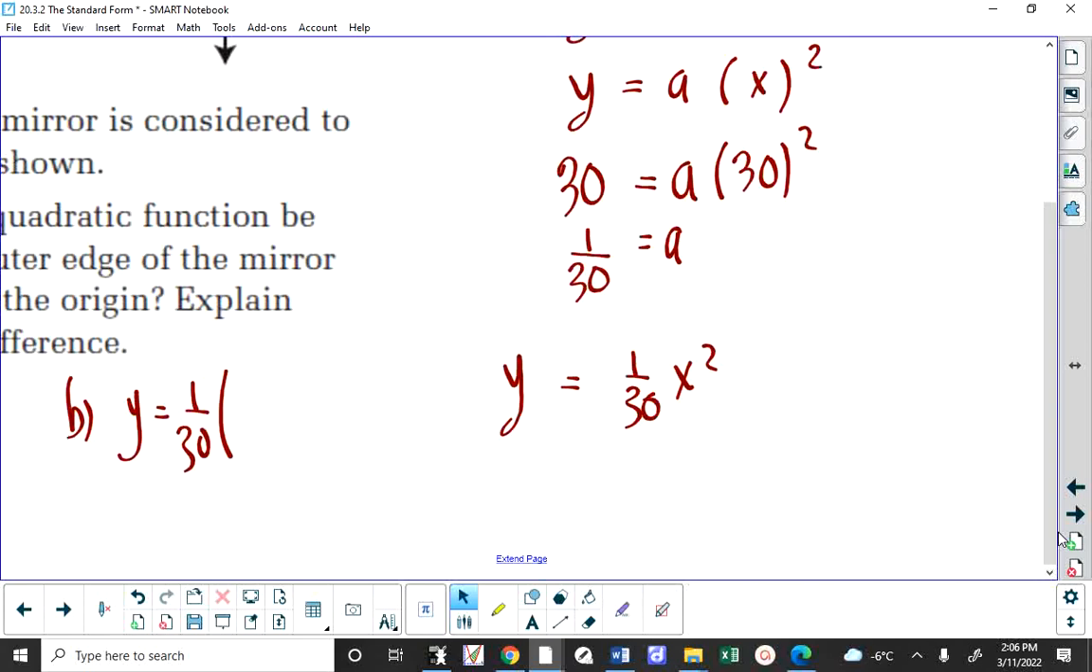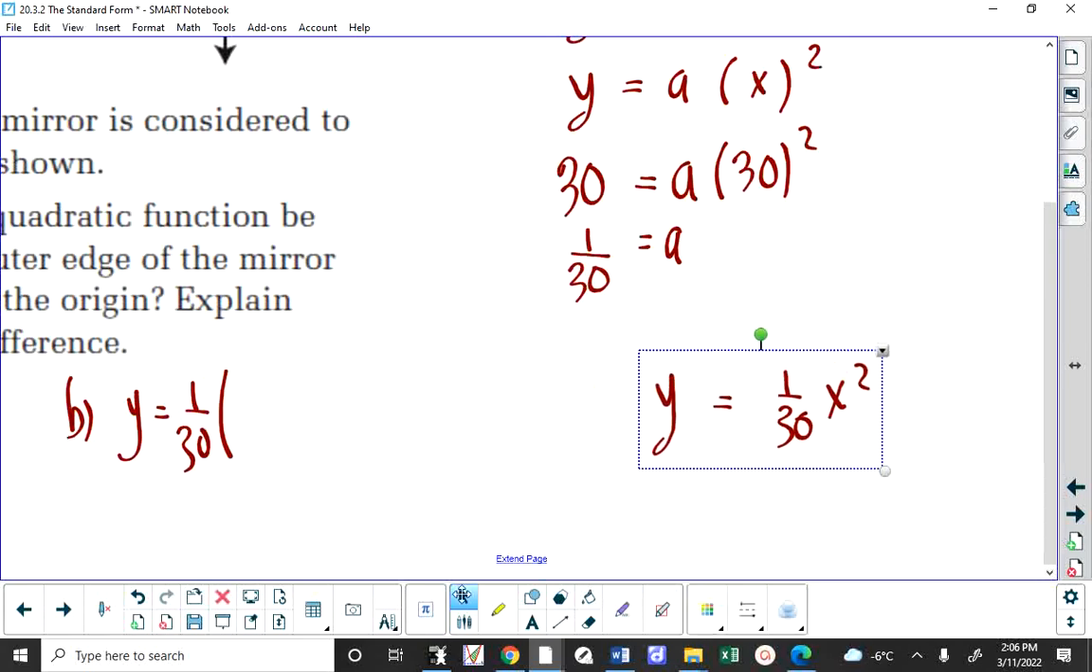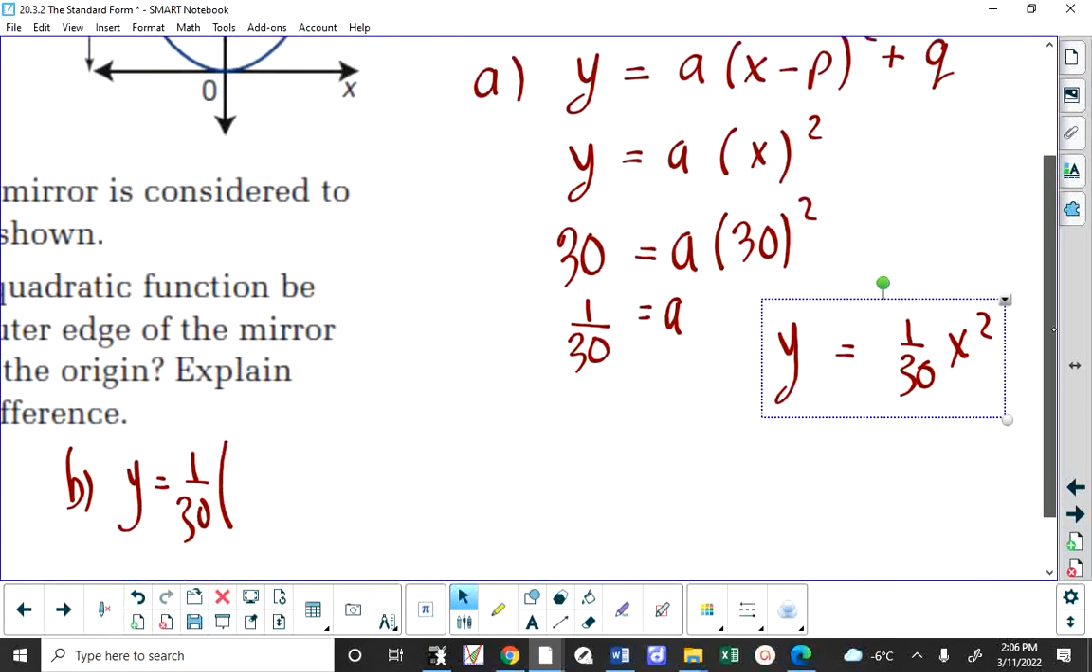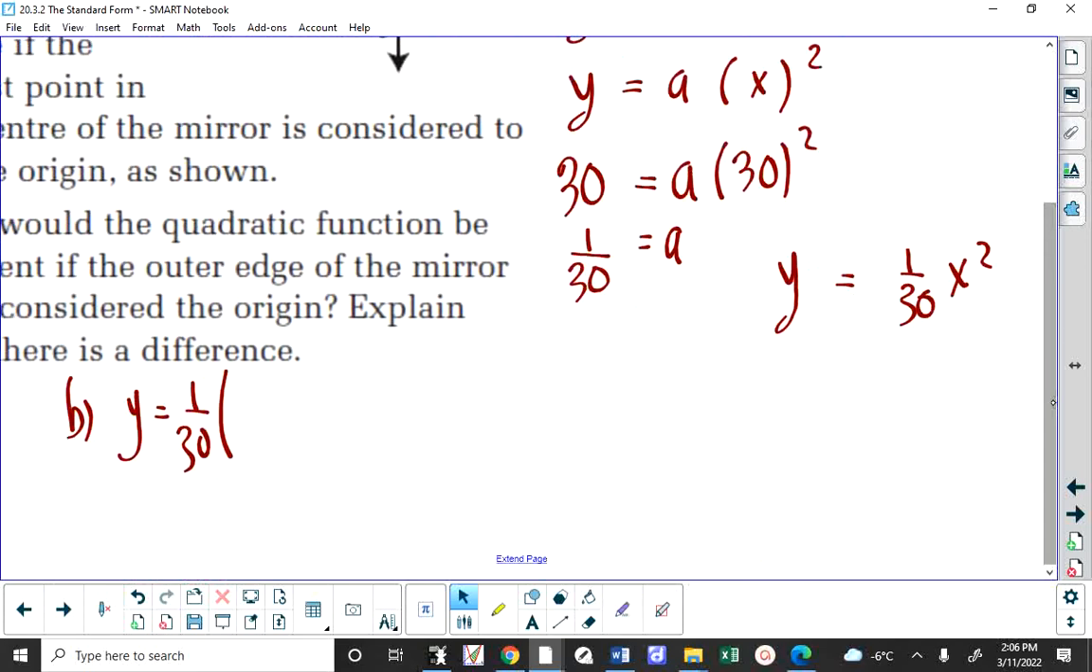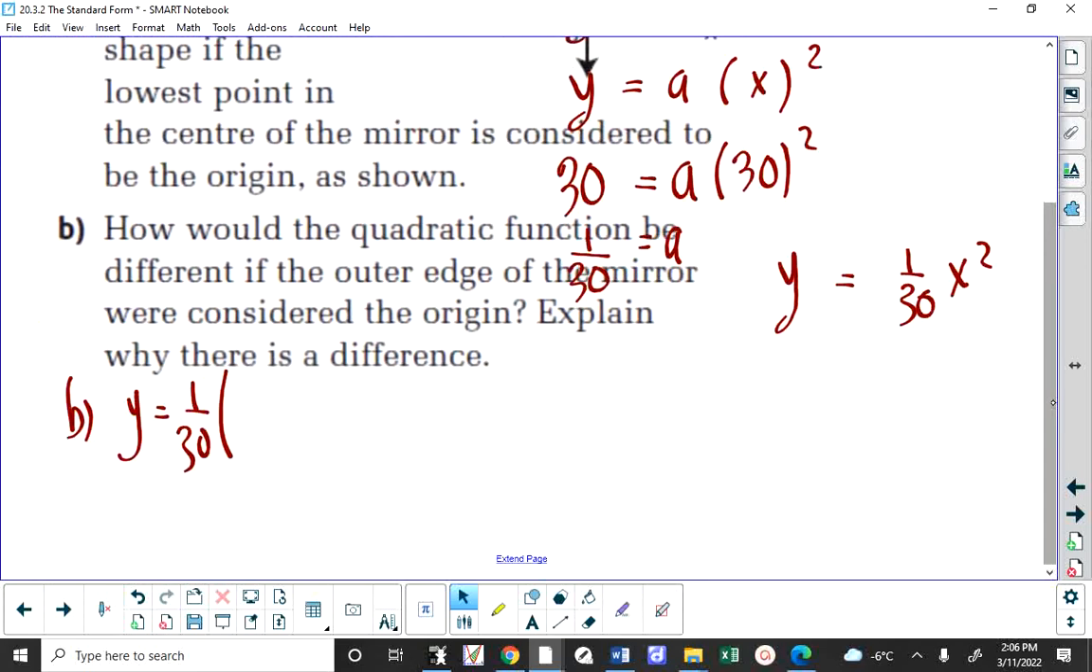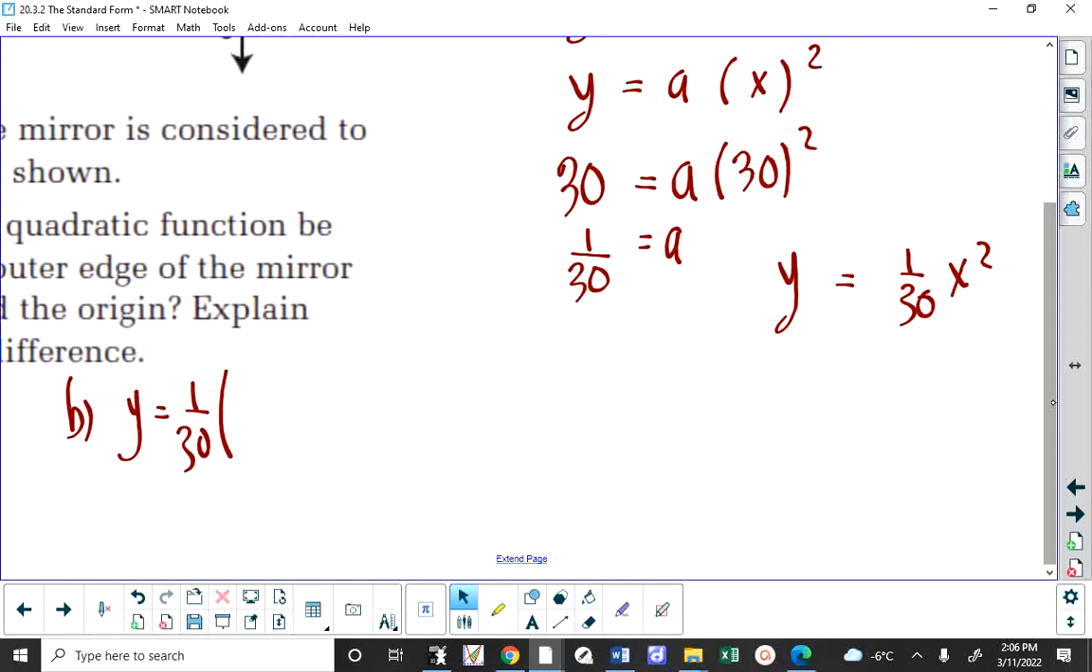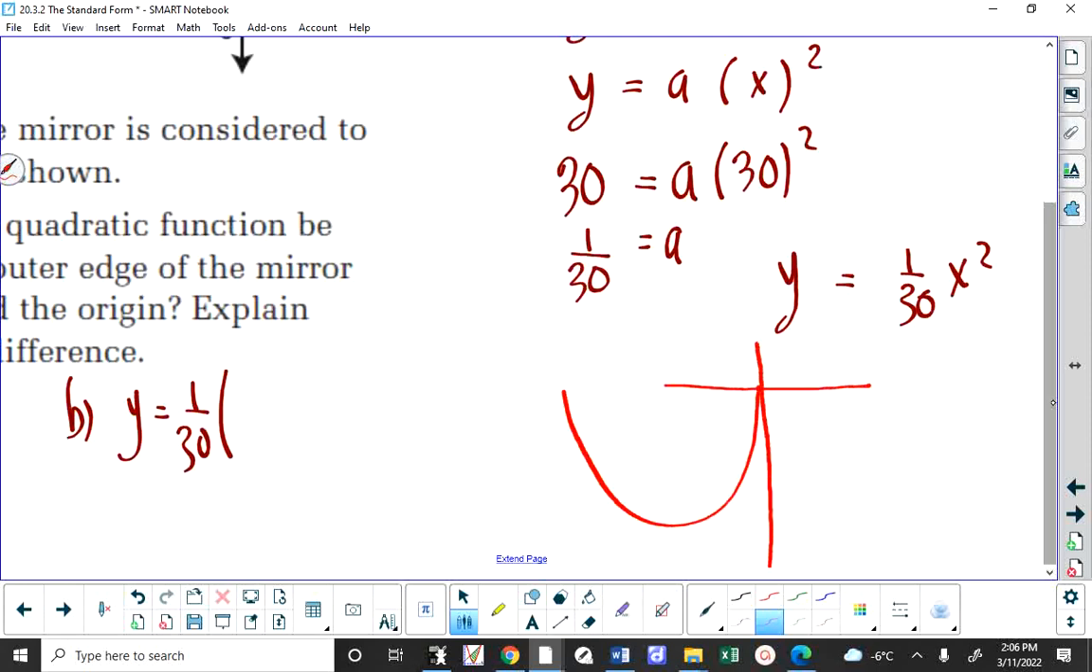But now it's saying, what if in B, now I've got to read it again, what if the outer edge were considered the origin? So what I'm going to imagine they mean, McKenna, is this. What if that were the origin? I mean, outer edge is a little arbitrary because they could mean the outer edge on the left or the right. But I'm going to use that.